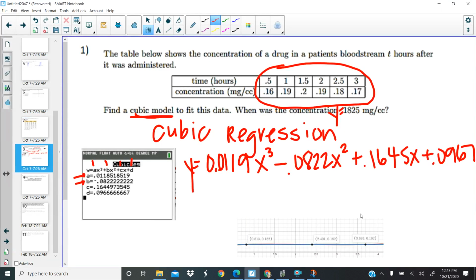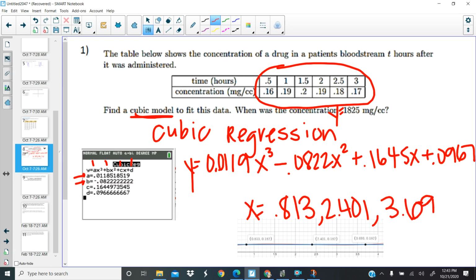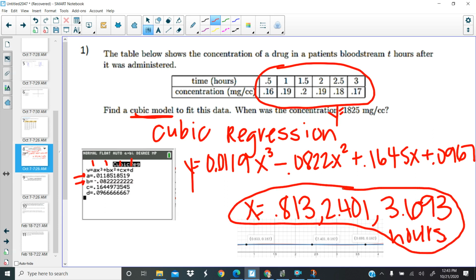So then to answer our second question, for when was the concentration 0.1825, it's when x equals 0.813 or 2.401 or 3.693 hours. So this would be our second answer, and then this would be the answer for our cubic model.